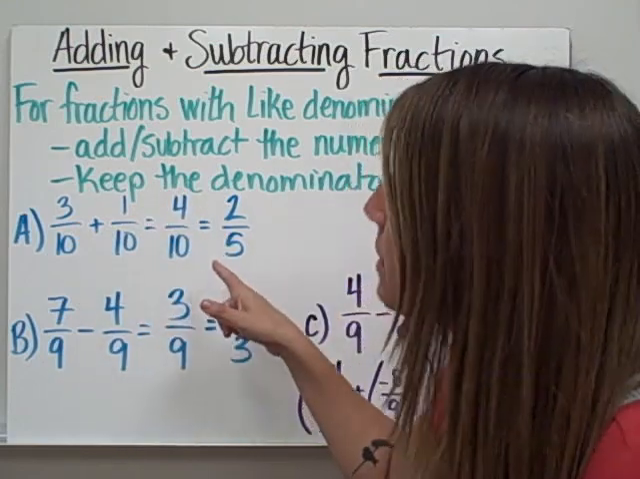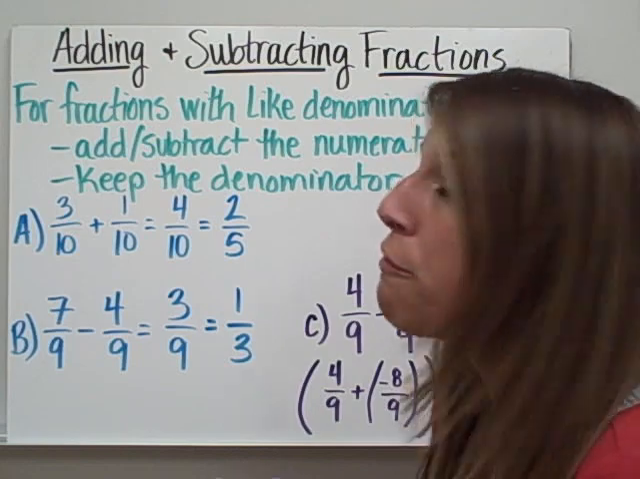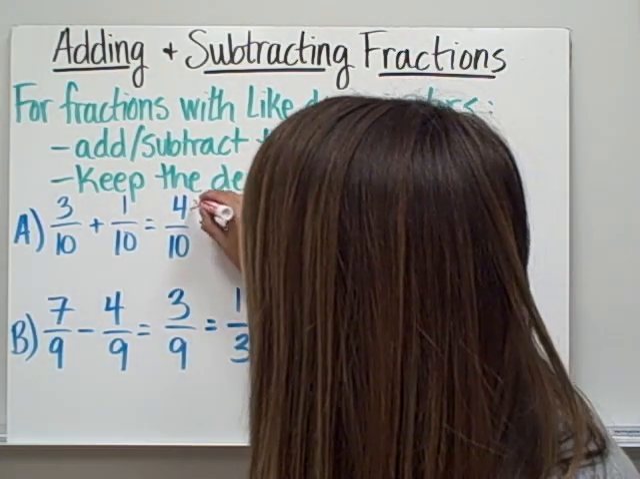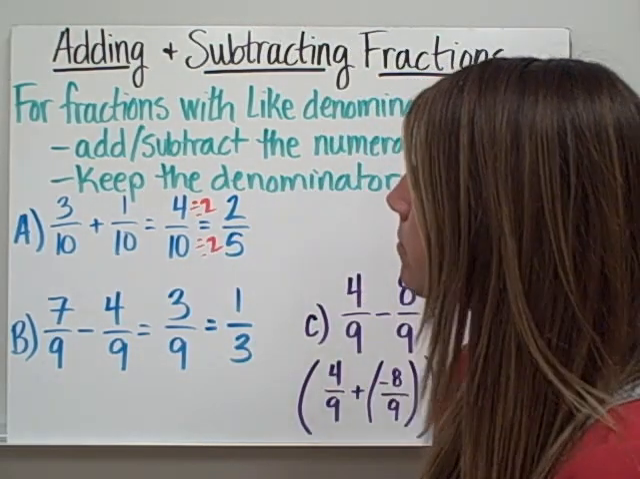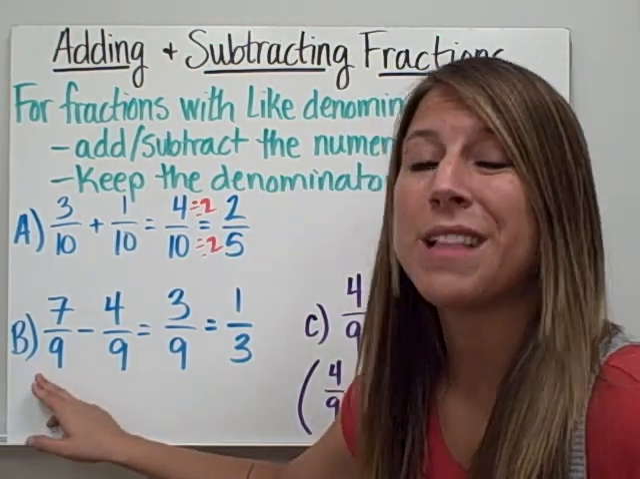But 4/10 can be simplified. We can divide both 4 and 10 by 2 to get 2/5. Same is true for a problem like example B.